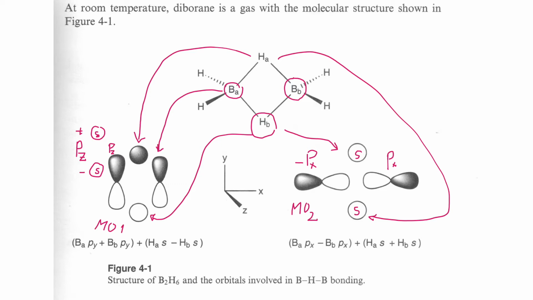As you know, the pz from the boron on the right side and on the left side and the s orbitals are summed up into one molecular orbital, and the boron on the right side and on the left side form another molecular orbital with the s orbitals by subtracting the pz orbitals. So we end up with two molecular orbitals forming the four bonds, and this is the structure of B2H6.